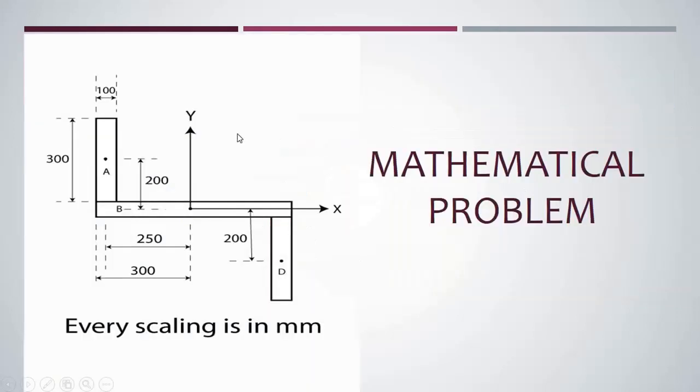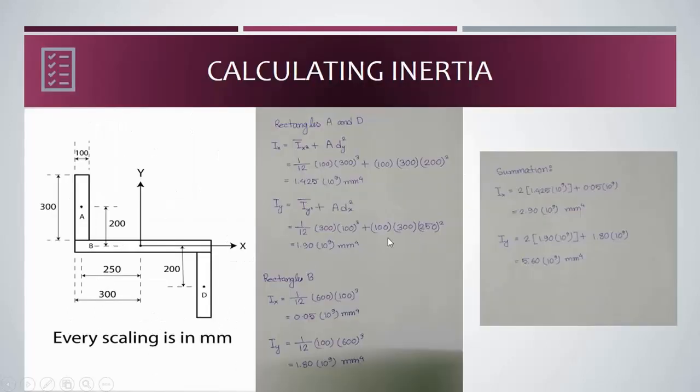You can solve it out, right? Here is a mathematical problem. We will solve this out. All this scaling is in millimeters. So let's check that. At first, if we consider this line, this portion and this portion are symmetrical to each other, right? So I will take rectangles A and D at first.